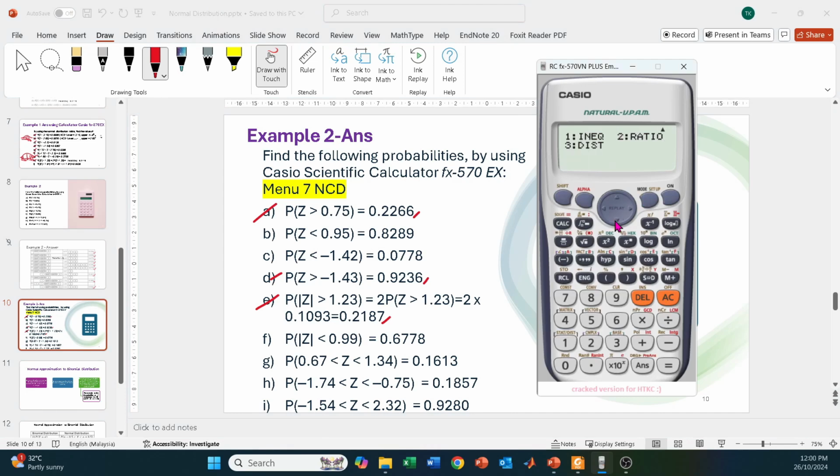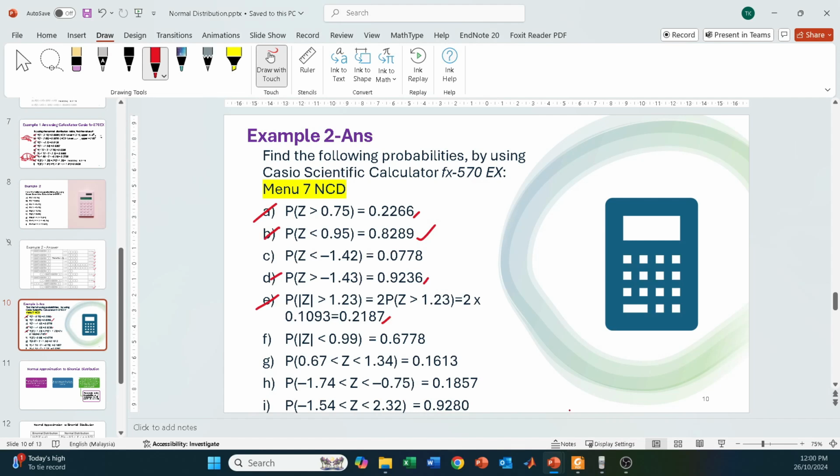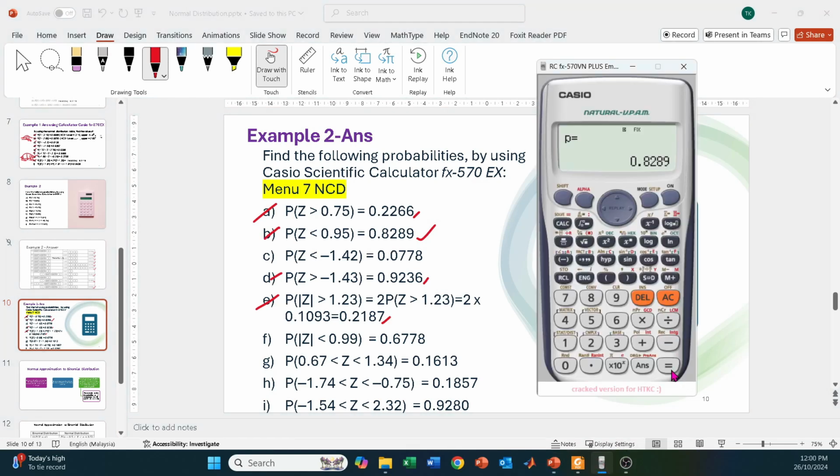No more greater, so we do the less than. So find back the normal distribution, normal CD. Question B, less than 0.95. The maximum is the upper part, 0.95, and the lower part will be a very small number, let's say negative 9 times 10 to the power of 99. Upper part 0.95. Sigma 1, mu 0, so you get 0.8289. Done. B.